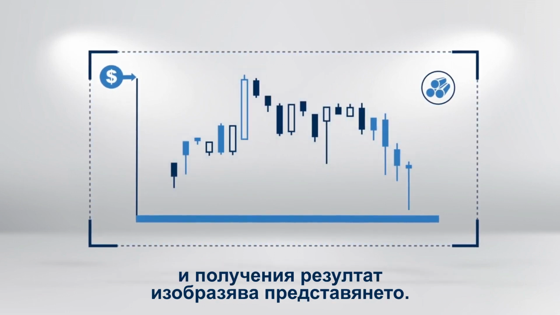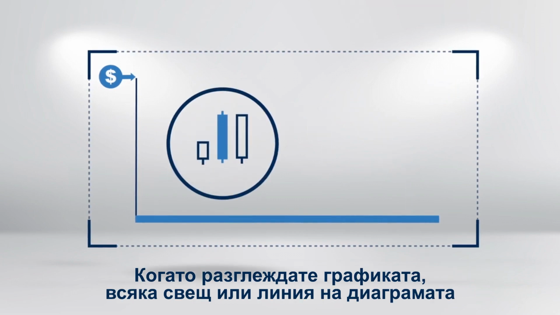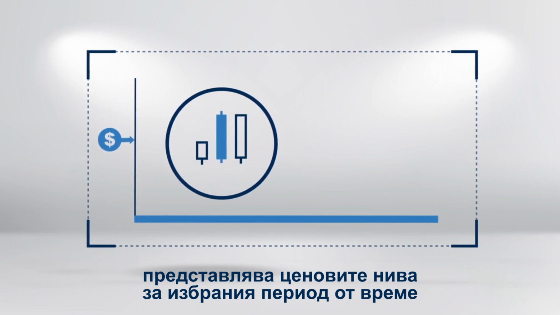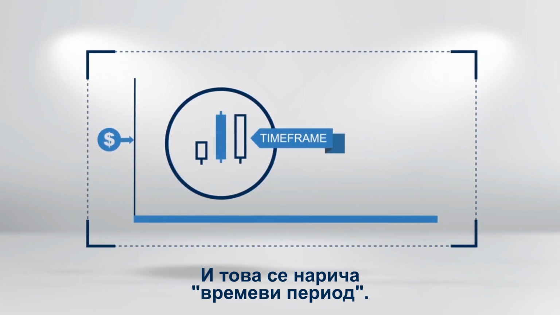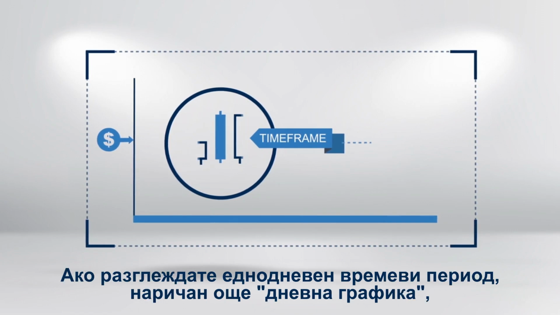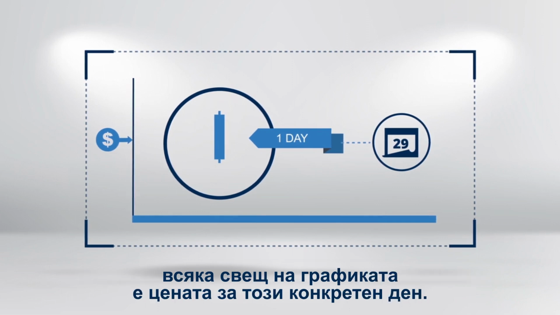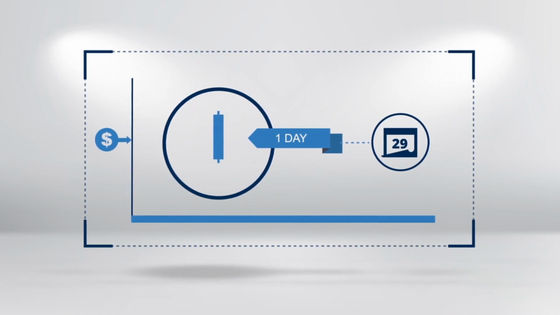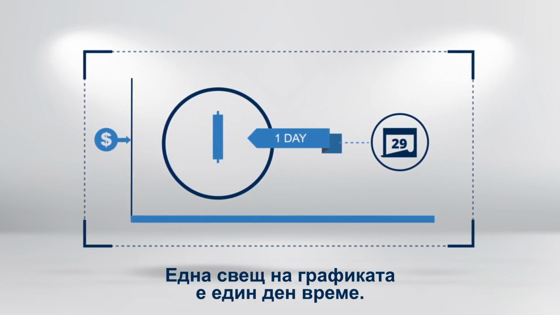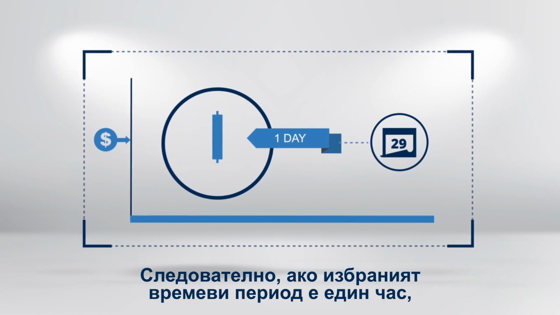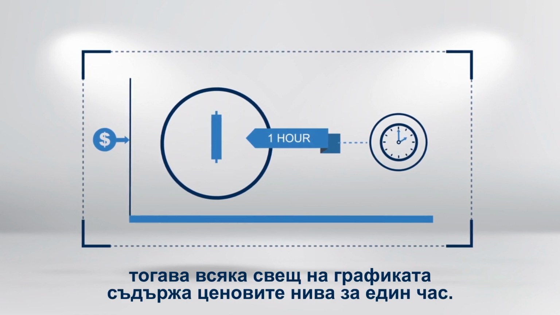Time frames. When looking at a chart, each point or bar on that chart represents the price levels for that chosen period of time, and this is called the time frame. If, for example, you're looking at a one-day time frame, also called a daily chart, each point or bar on the chart is the price for that particular day. One point on the chart is 1 day of time. Therefore, if the time frame selected is an hour, then each bar on the chart contains the price levels for 1 hour.